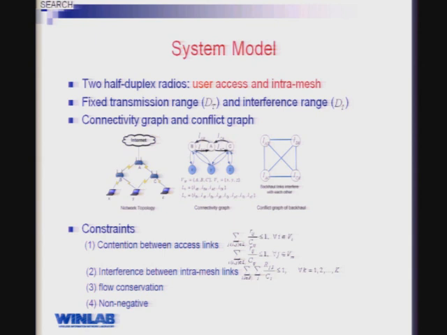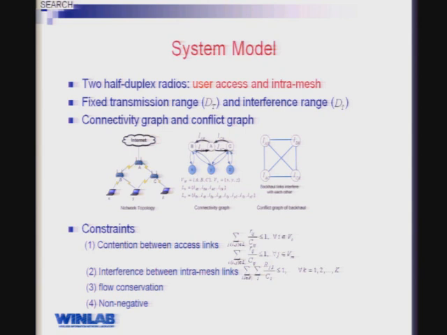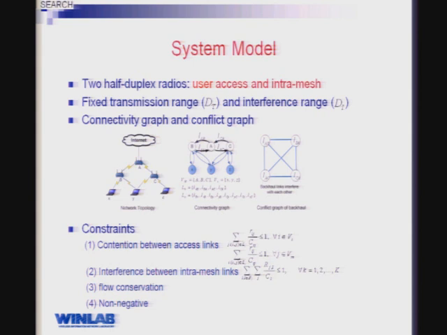In the conflict graph, each vertex represents a link in the network. And if two links interfere with each other, then there is an edge connecting the two corresponding vertices. So there are four sets of constraints on bandwidth allocation in this network.